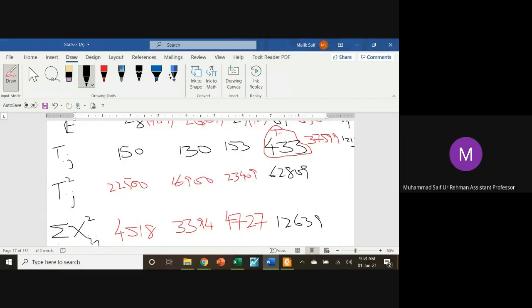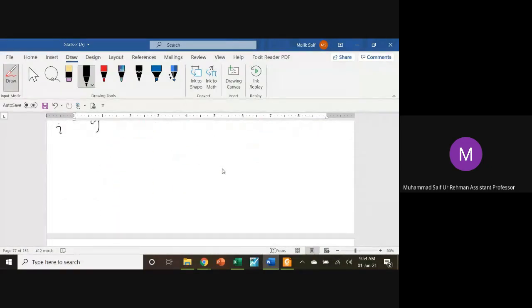As the value is not coming over here, you have to write down this value at this place. But I'm writing it over here because I don't have space. 12639. And here you write down check. Check will mean that these values are the same. It means that calculations are fine.